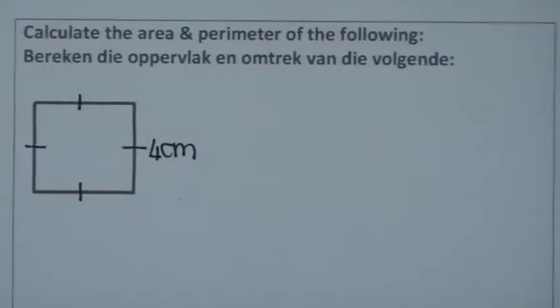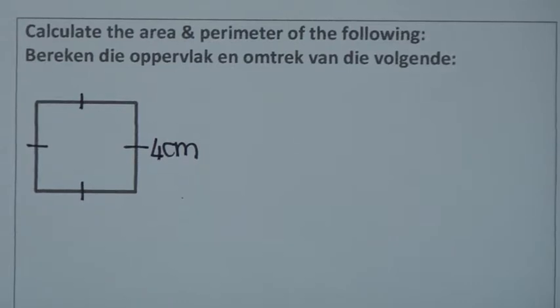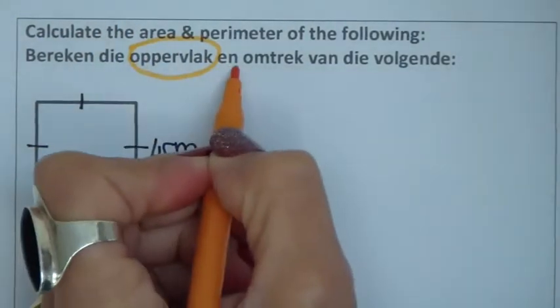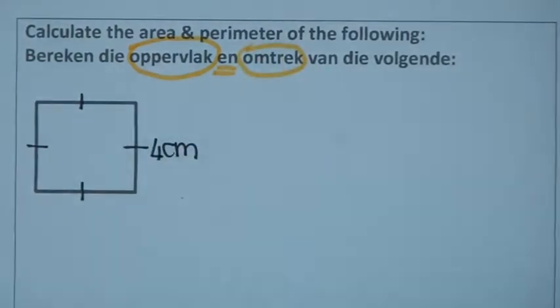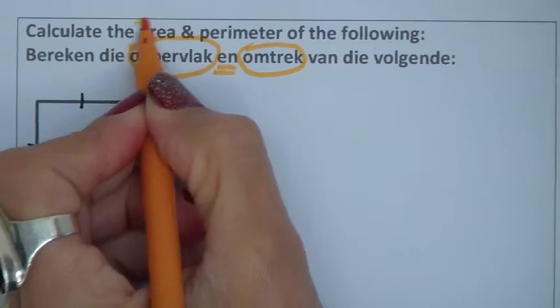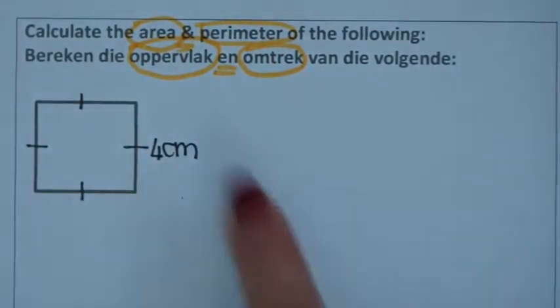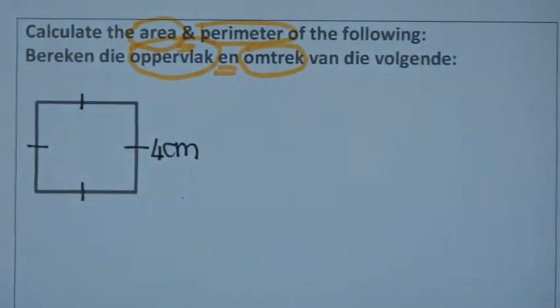Okay, so let's look at an example together. Okay, so let's look at the first example. Kom ons kyk gou na die eerste voorbeeld. Hierso sê hulle vir my, bereken die oppervlak en die omtrek van die volgende. So ek moet al twee uitwerk. Calculate the area and the perimeter. So it's both of them, area and perimeter of the following.